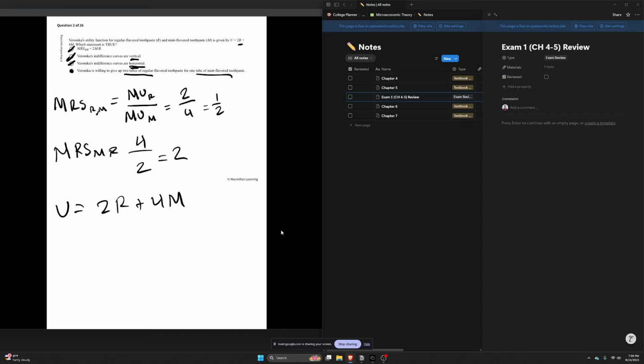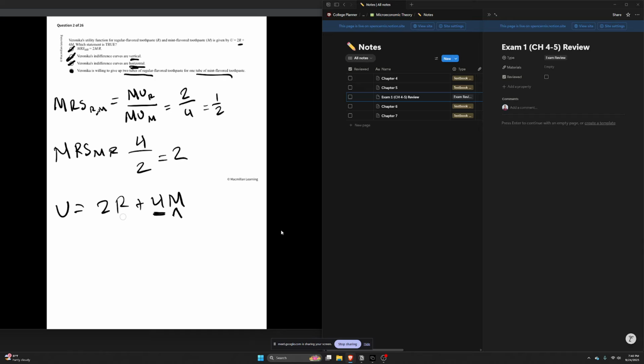So she's willing to give up 2 tubes of regular for 1 tube of mint flavored toothpaste. So she's saying that mint flavor is 2 times more valuable than regular flavor, right? Because she would give up 2 of the regular ones just for 1 of those. So mint is way better. And we can see this in the utility function because a much greater value is put on the mint flavored toothpaste than the regular flavored toothpaste. Like she gets more utility out of it, right?